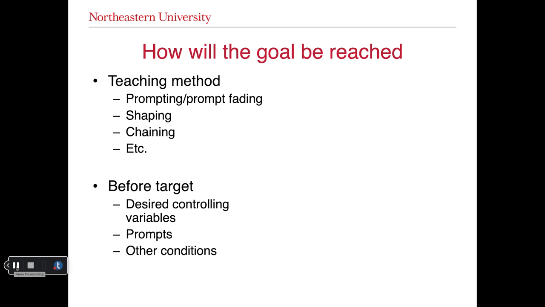Based on that, then, and the goal, you will have to pull apart what is going to happen before the behavior, right? You need to make sure at all times that the desired SD or the controlling variables that are part of the goal are going to be part of what happens before the behavior occurs. Then any additional variables based on your teaching method will also need to be considered.